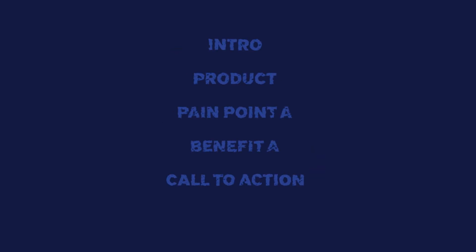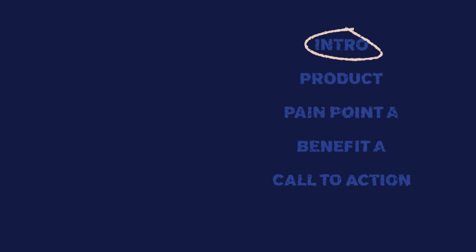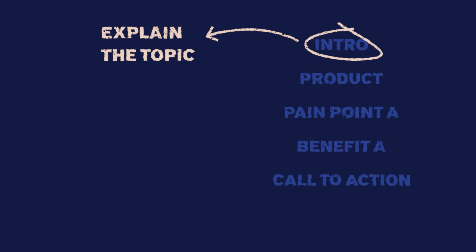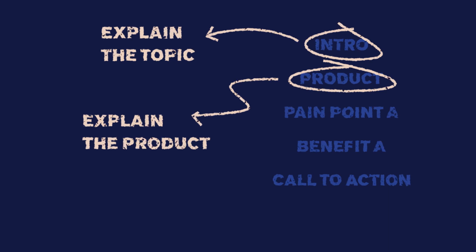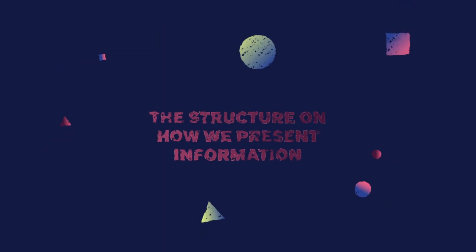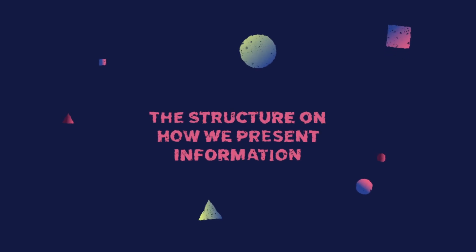Like, for example, in the intro, we're going to explain this topic. And then in the next section, we're going to explain the product or the solution. So it's basically just the structure of how we present information or how we explain it, more like an outline. Another thing that the concept document would include is the sample storyboard.